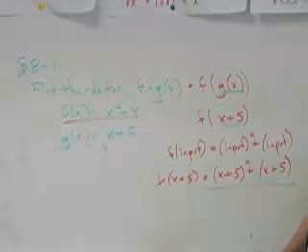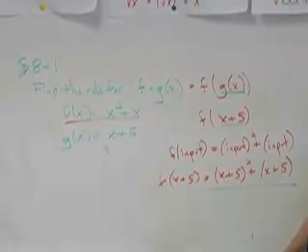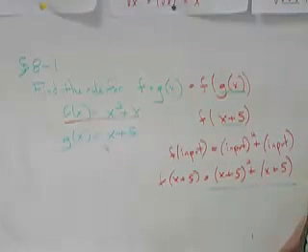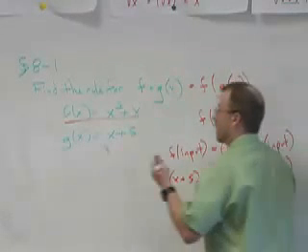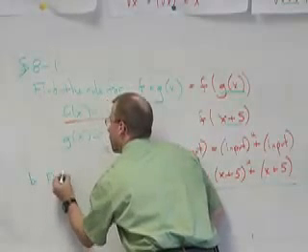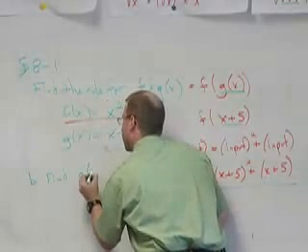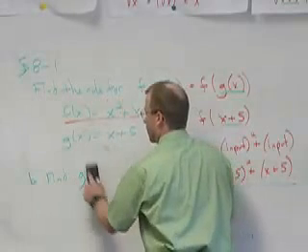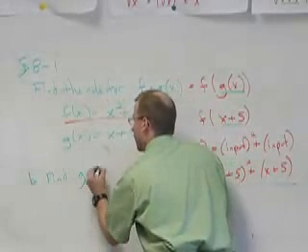Well, I was thinking of having you do g of f for the same one. So why not? Let's spend a minute and now do g of f of x. So I'm going to say part B, find g of, actually I'm going to use the little following symbol, g following f of x.